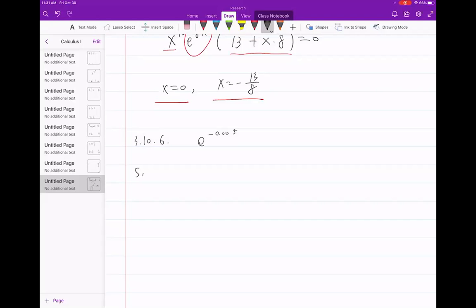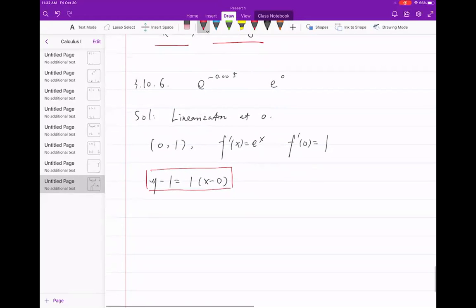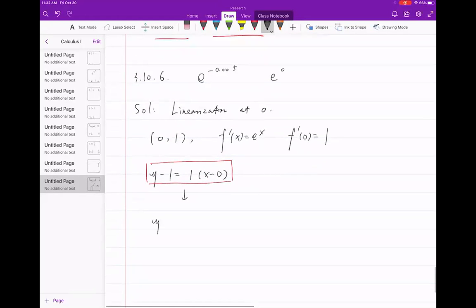Okay, linear approximation. We know nothing about this. Clearly, we'll know everything about e at 0. And the 0.005 is not too far. Okay, so I will find the linearization at 0, which gives me (0, 1). f prime x is this, so f prime 0 is 1. Together, that will be the linearization. Okay, keep going. y equals 1 plus x.